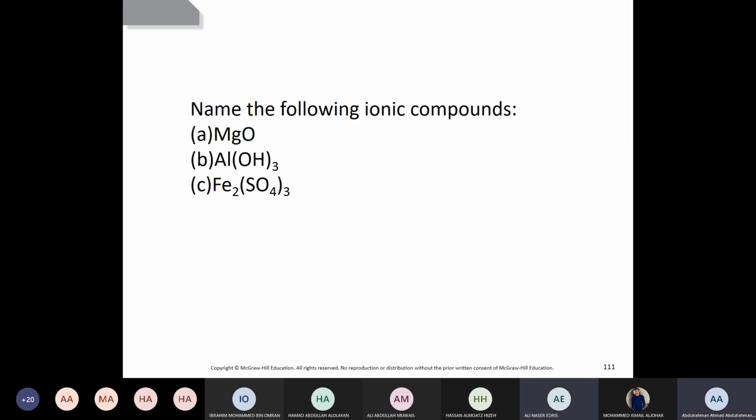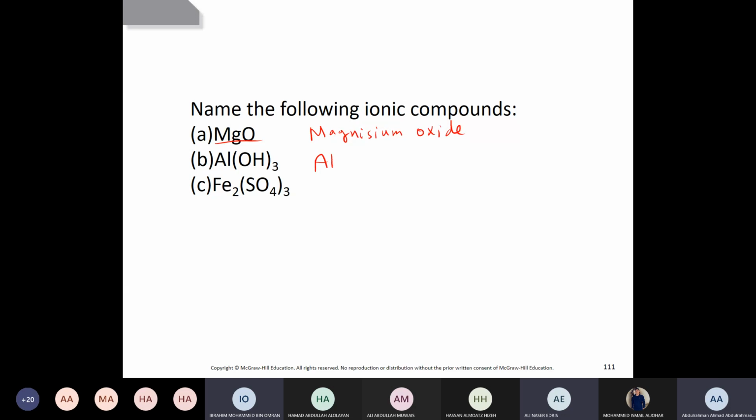Name these compounds. Magnesium oxide. Magnesium oxide. You did not say mono or anything, right? Yes. Okay, how about the second one?